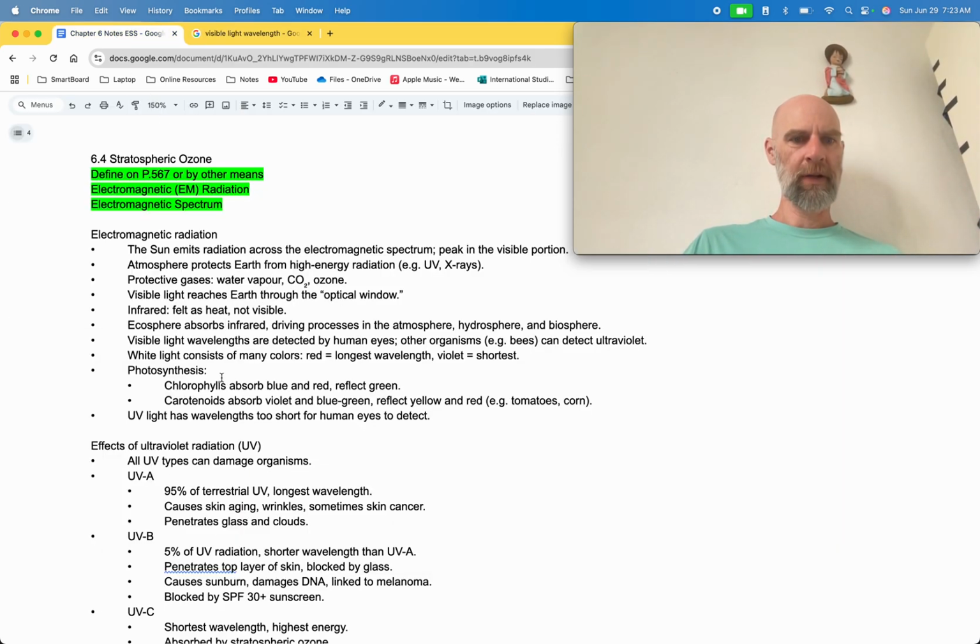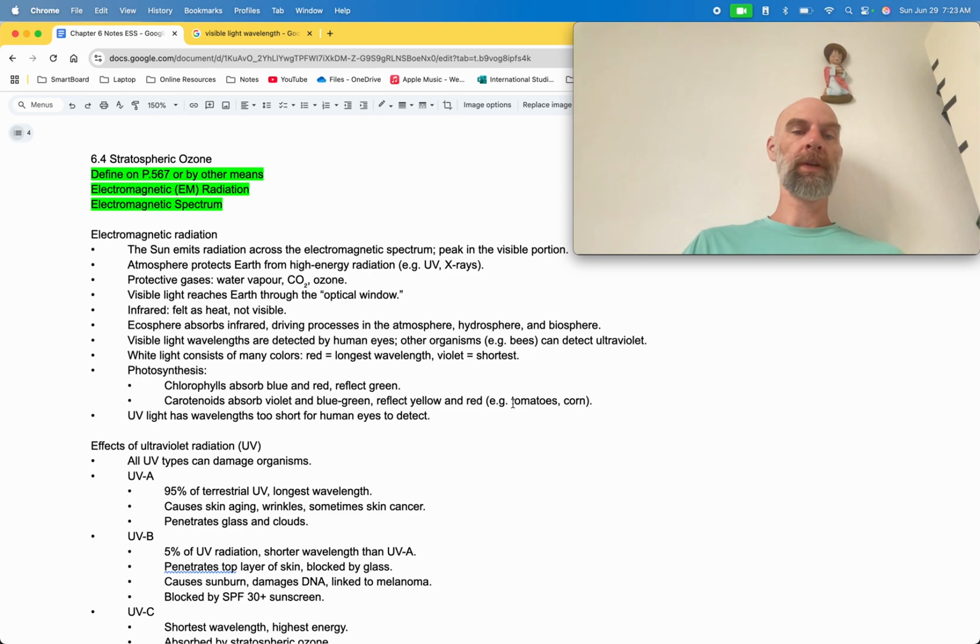Visible white light. Photosynthesis. Chlorophylls absorb the blue and red, reflect the green light. So that's why we see the green when we see leaves. Carotenoids absorb violet and blue-green, but reflect yellow and red. Tomatoes and corn being those. So what the object reflects is what the eyeball sees.